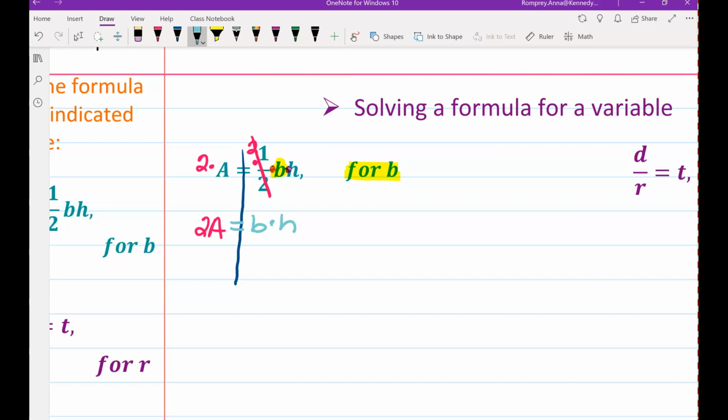All right, so we got rid of one item. Let's go ahead and get rid of another. So we have B times H, so inverse operations tells us we are going to divide. I'm going to divide both sides by H, because again, it's all about isolating this B. So B equals 2A divided by H.